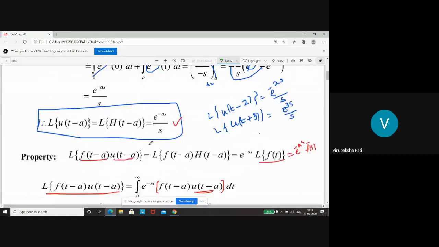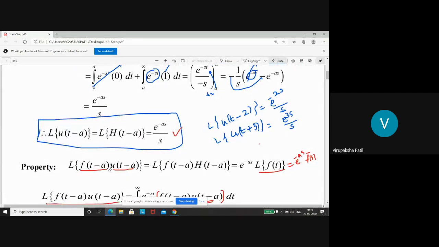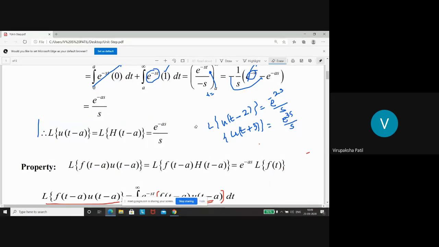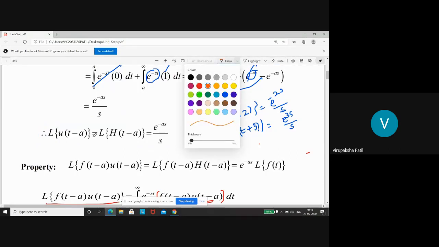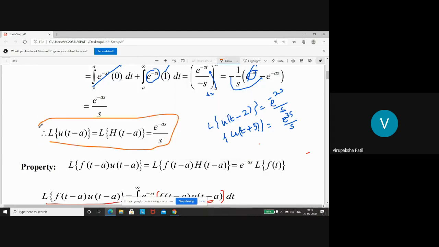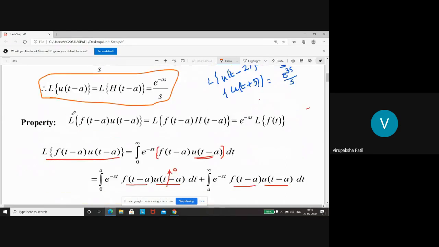Okay, what you should do here is, if you don't remember the proof, it's okay, but you must remember at least these things: the Laplace transform of u of t minus a, or h of t minus a, is e to the power minus a s divided by s. And this property: the Laplace transform of f of t minus a into u of t minus a, or f of t minus a into h of t minus a, is e to the power minus a s into the Laplace transform of f of t.